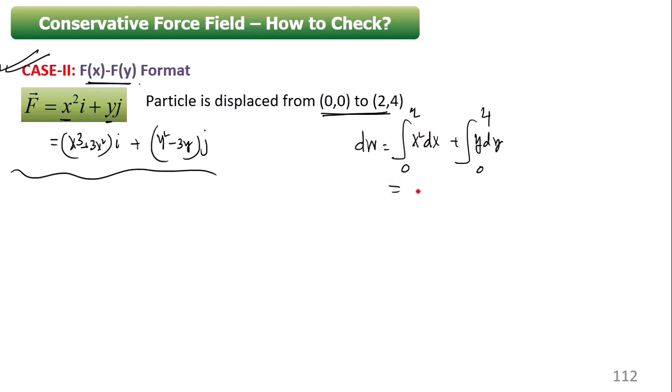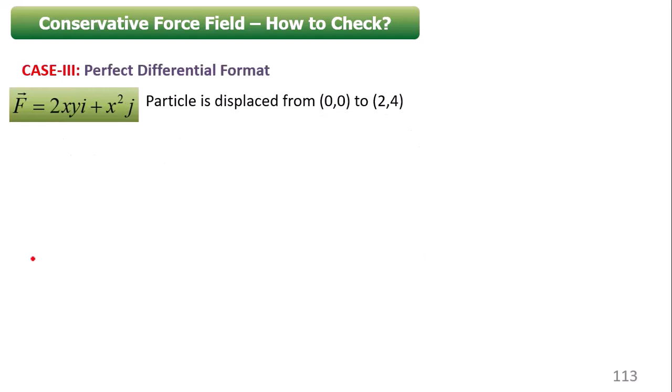Again I am getting x cube by 3, meaning 2 cube by 3, plus y square by 2, meaning 4 square by 2. So 8 by 3 plus 8, that is 24 plus 8 over 3, meaning 32 by 3 joule. Again I got the answer without knowing the path. So any force that is written in the form of the fx and fy format is said to be conservative. Understood? Now move on to the third format.